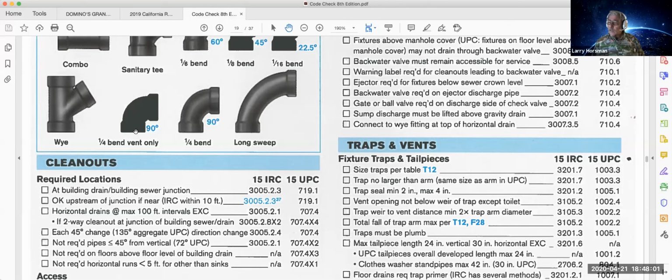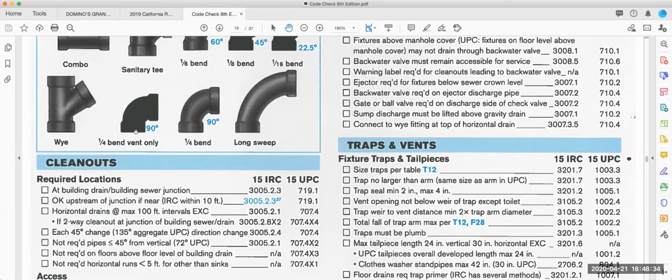If it's more than 45 degrees, you have to have a cleanout. If it's less than, you don't have to. So if you go every 135 degrees of angle change, you're supposed to provide a cleanout. So you can make a 90-degree change of direction without a cleanout. But if you then try and go another 90, you're going to have a cleanout in there.